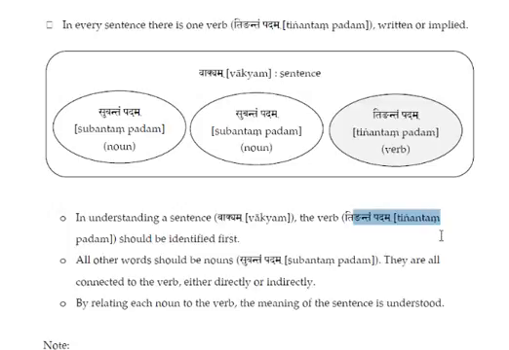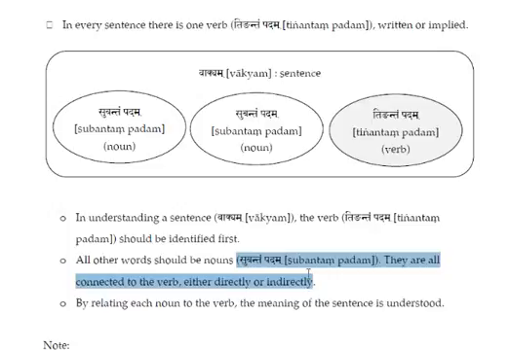Then everything else, every other pada, should be a noun, no? Because there are only two types of words, subantam and tingantam. And there is only one tinganta in a sentence, so everything else must be subantam. Very easy. And then they are all connected to the verb, either directly or indirectly.